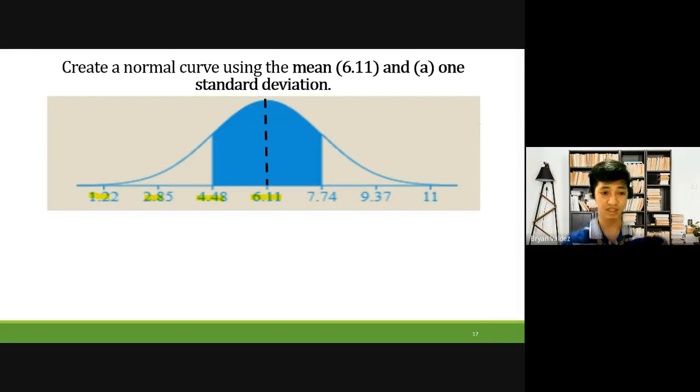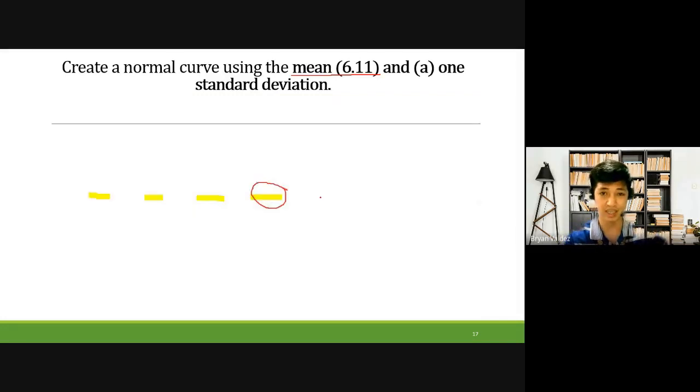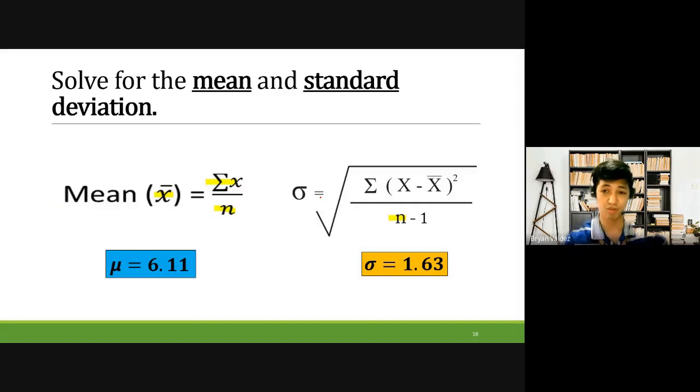Okay? Ito, tatandaan natin class, makinig kayo mabuti. Di ba, nasabi ko kanina dun sa characteristic ng normal curve, ang ating center lagi ng normal curve is yung mean. So, according to our computation, our mean is 6.11. Para makuha natin yung right side, kailangan lang natin mag-add ng value ng standard deviation. Kung babalikan natin, ang value ng ating standard deviation ay 1.63. Okay?